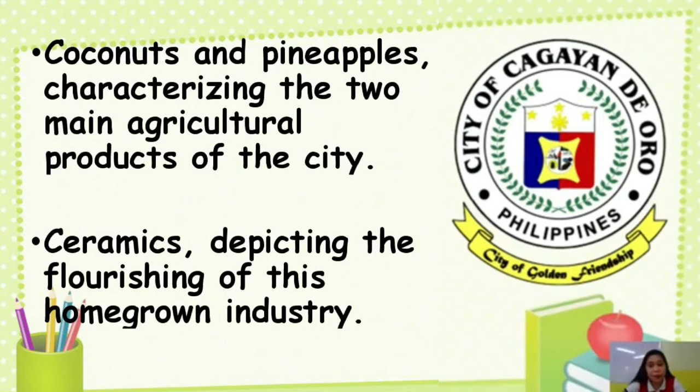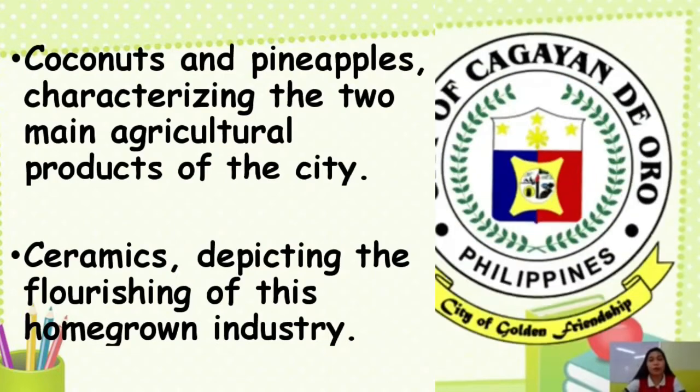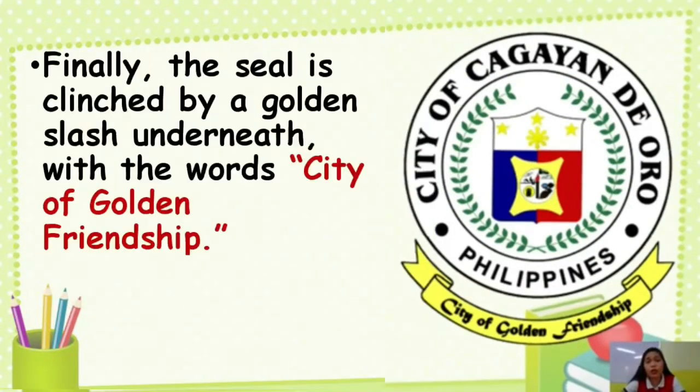The coconuts and pineapples characterize the 2 main agricultural products of the city. The ceramics depict the flourishing of the homegrown industry. The mining tools and products announce that the city has rich mineral resources. A torch of knowledge announces that the city is an educational center. And also in the seal, you can see a tambuli pouring money, showing that progress and prosperity may be pursued through the wise management of the city's resources.